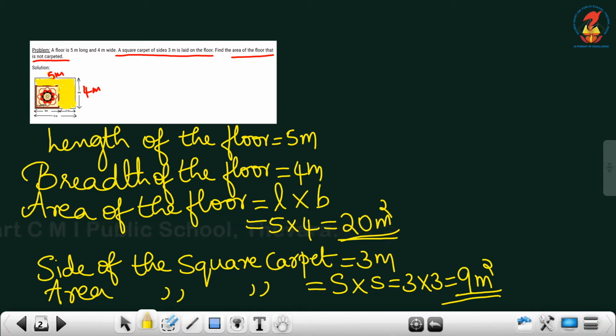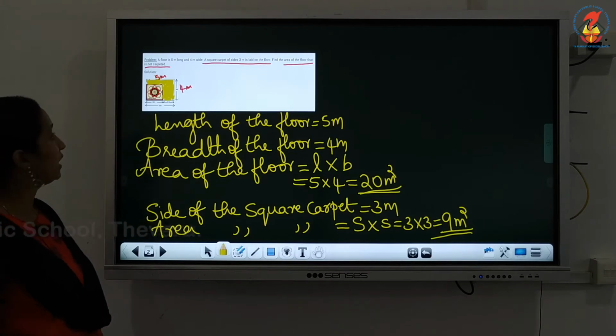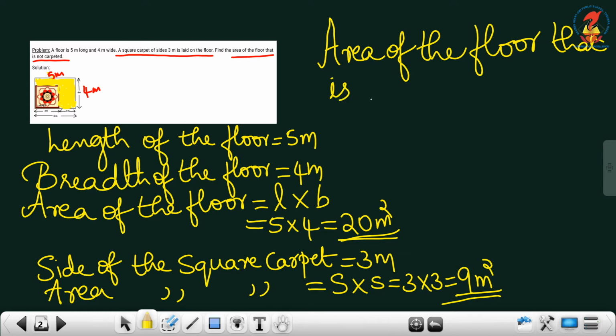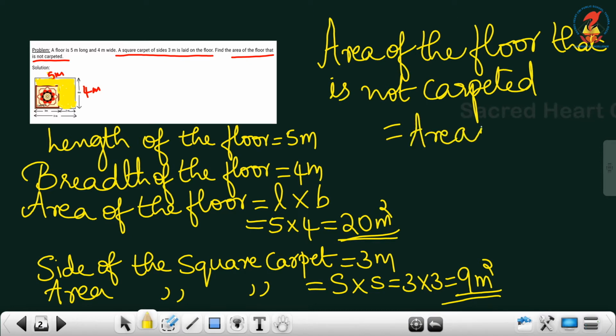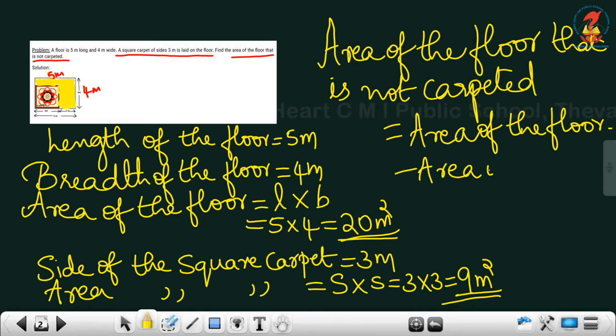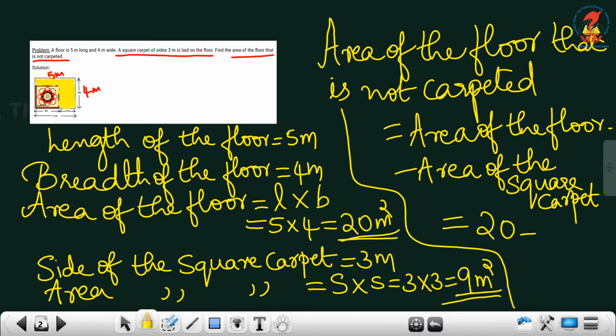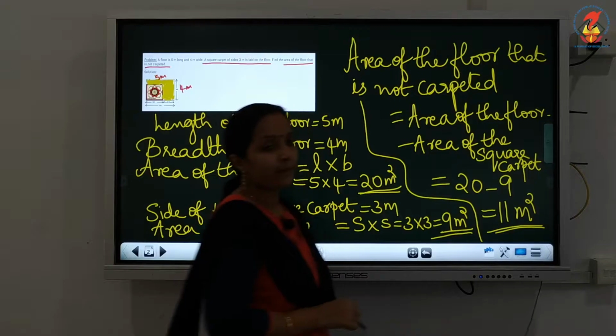Now we have to find the area of this shaded portion, or we can say the area of the floor that is not carpeted. How will we find it, children? Area of the floor minus area of the square carpet, you will get the area of the floor that is not carpeted. So what is the answer? What is the area of the floor here? Area of the floor is 20. What is the area of the carpet here? 9. So what is the answer? 11 meter square. I hope this answer is clear.